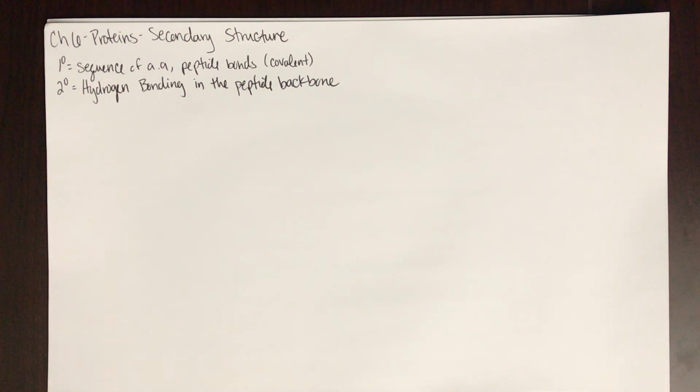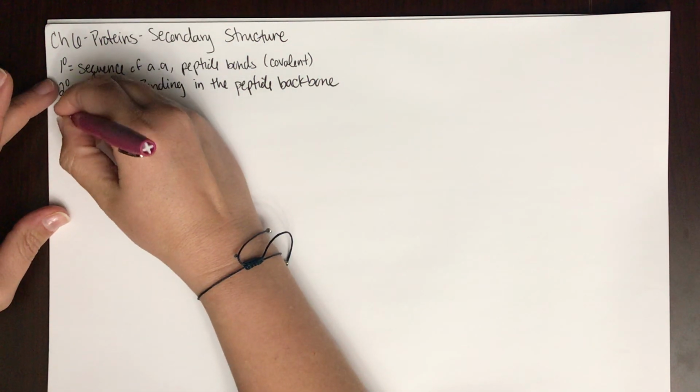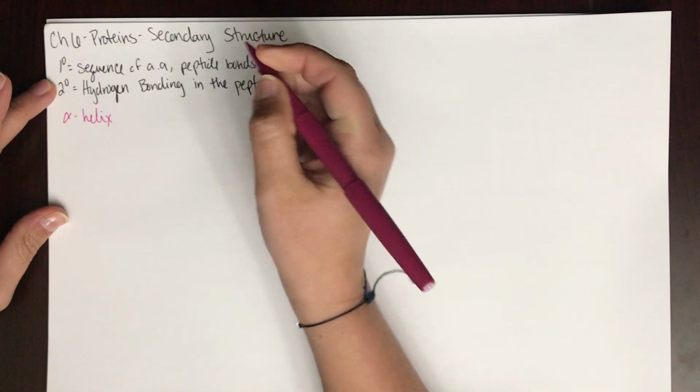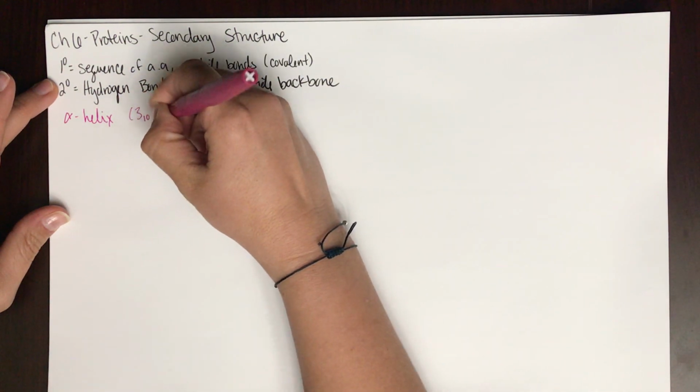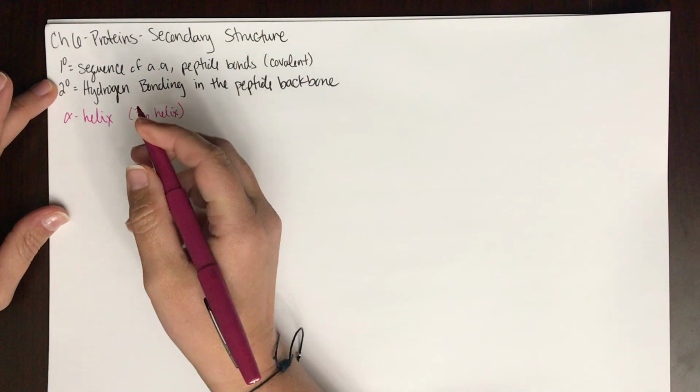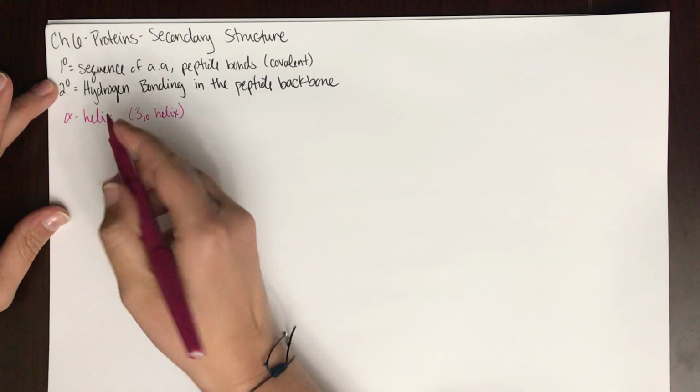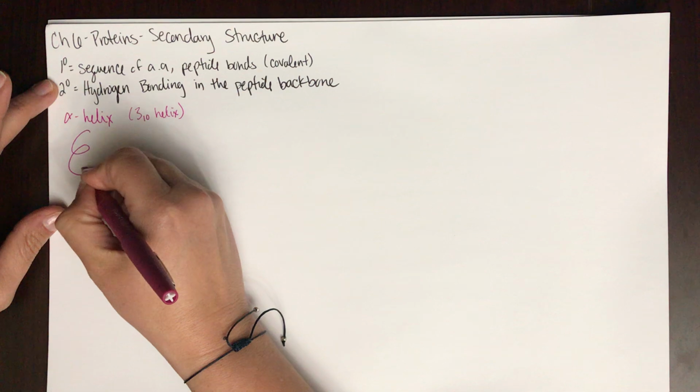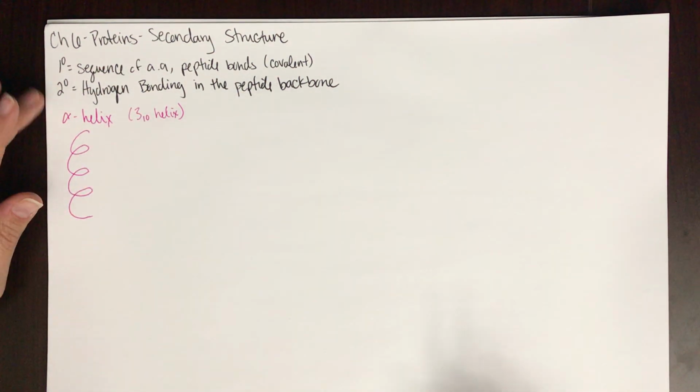And there are some really good pictures in your textbook and in the PowerPoints. I'll draw some rough pictures on the videos, but you should definitely look at the textbook and the PowerPoint slides to see what they really look like. So there are two major types of structures. There's what's called the alpha helix. There's also something called the 3-10 helix. They look similar, it just is different, the rise and run, the number of residues per turn, the pitch and all of that.